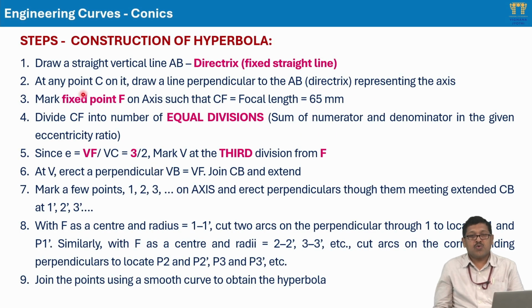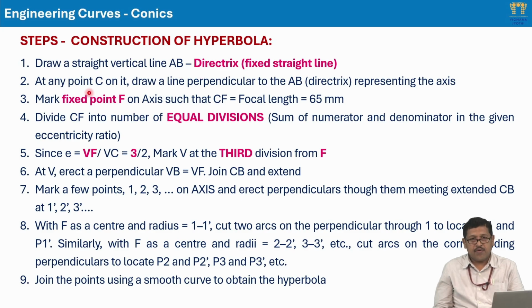Before we move on to the construction in AutoCAD, first let us understand how we construct this. The first case is that of the hyperbola. The given eccentricity ratio is 3/2, and 3/2 is greater than 1. So we are going to construct a hyperbola. What are the steps involved? The very first step is we need to draw the directrix line. So draw a straight vertical line AB, which we call the directrix.